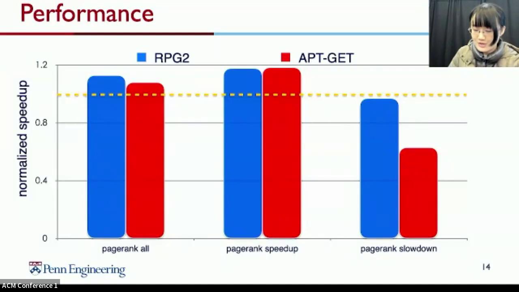From this result, we can find that in the speed-up group, RPG2 can have a comparable speed-up to APT-GET, while in the slowdown group, RPG2 can significantly outperform APT-GET because RPG2 can roll back to the original code while the static compilers cannot. So for the overall performance, RPG2 can slightly outperform APT-GET.